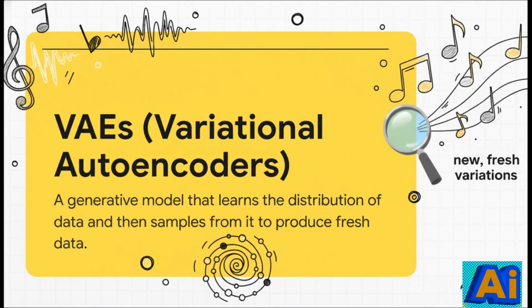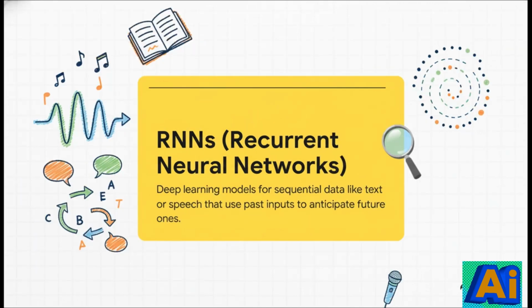Then you've got VAEs, or variational autoencoders. Now, these work a little differently. They're less about competition and more about, well, understanding the soul of the data. A VAE looks at, say, 1,000 different voices and learns the fundamental recipe for what makes a voice sound human: the pitch, the tone, the rhythm. Once it understands that recipe, it can start cooking up its own new variations that still sound totally authentic. And last but not least, there are RNNs, recurrent neural networks.